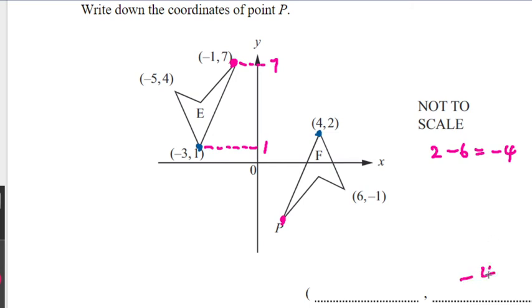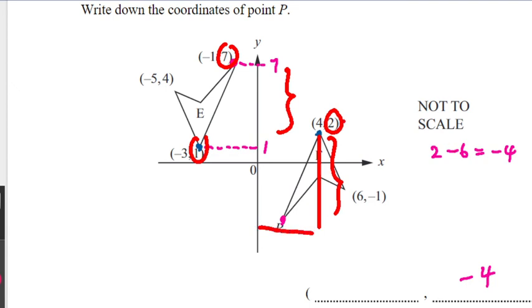So you write here negative 4. Okay, can I understand? This vertical distance here is 6 because 7 minus 1 is 6, right? So therefore here, to get this point here, you just use 2 minus 6, you get negative 4.